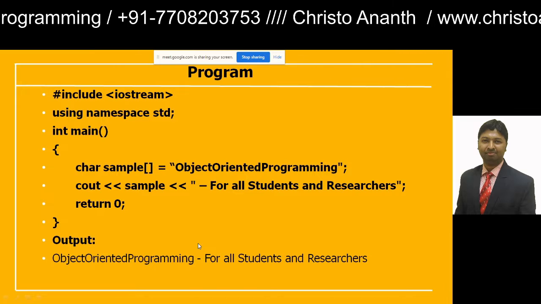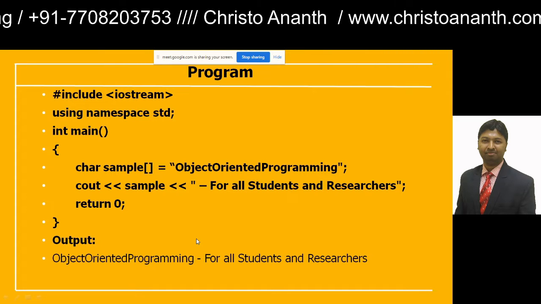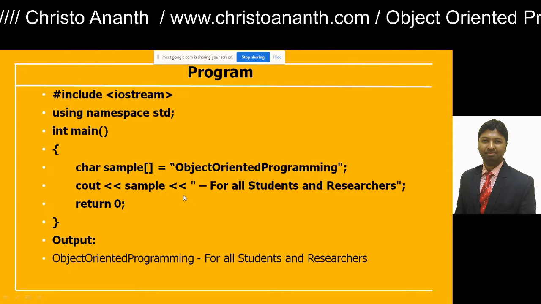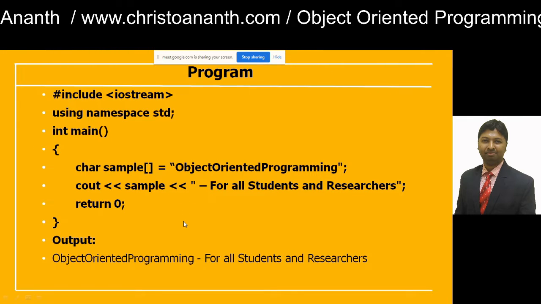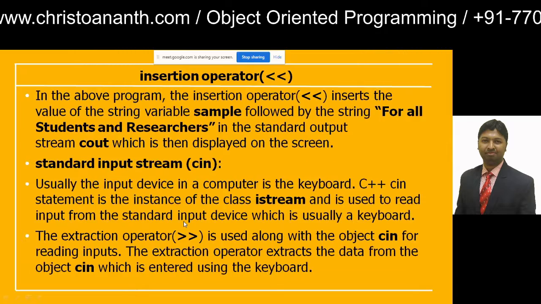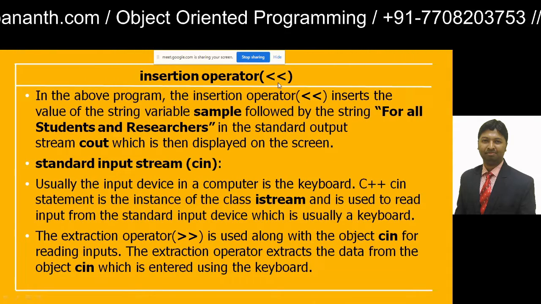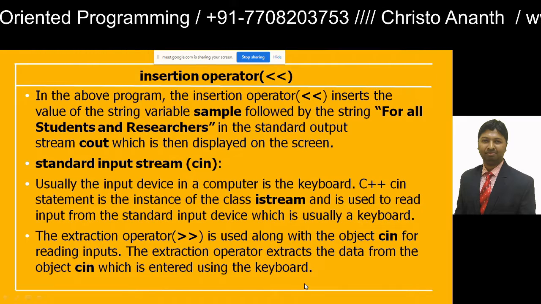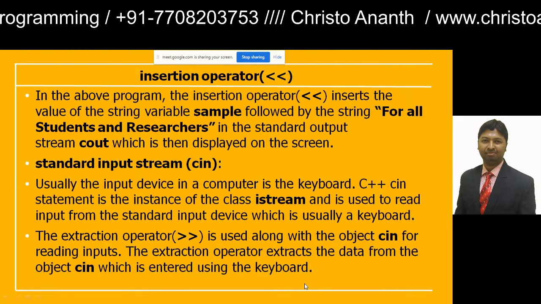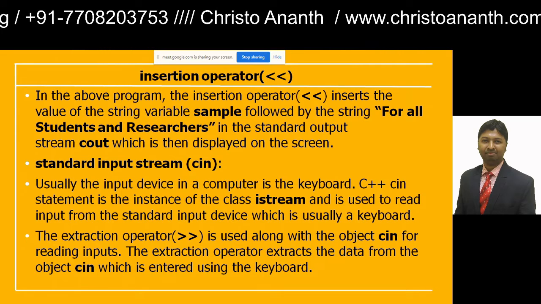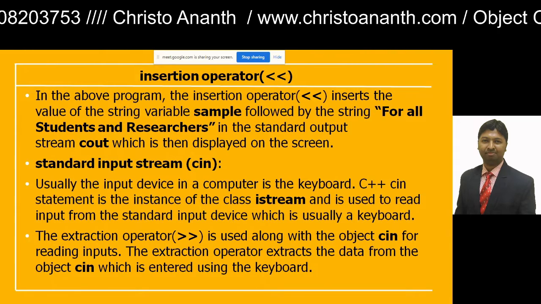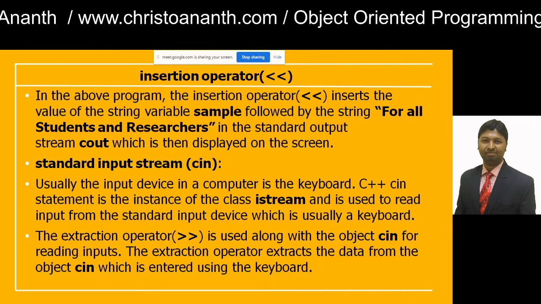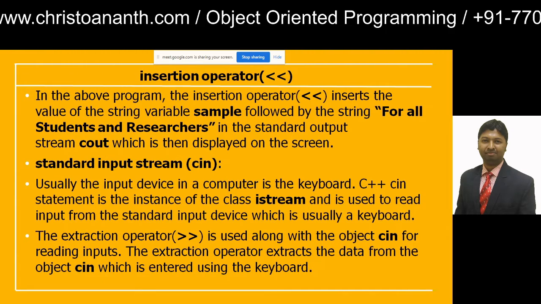So this is how you get the output corresponding to the characters that you are trying to display. This is an insertion operator. Here the insertion operator inserts the value of the string variable sample, followed by the string "for all students and researchers", into the standard output stream cout.